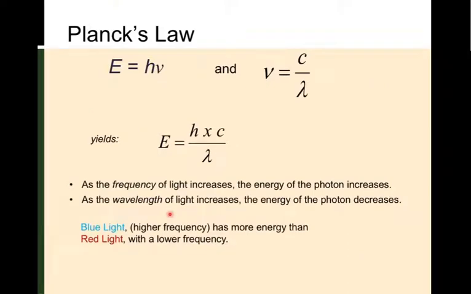We can also get Planck's law in terms of the wavelength, which I mentioned briefly earlier. E is equal to h nu, and nu is equal to c over lambda, which means that we have a new equation for the energy. That's E is equal to h times c over lambda. As the frequency of light increases, the energy of the photon increases. As the wavelength of light increases, the energy of the photon decreases. So blue light, with higher frequency, has more energy than red light with a lower frequency.